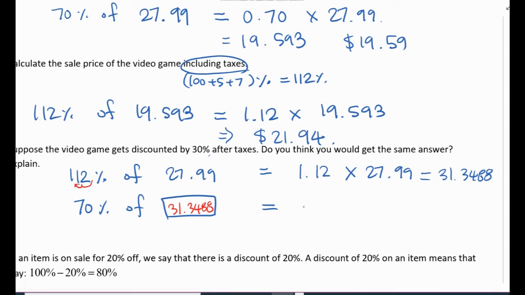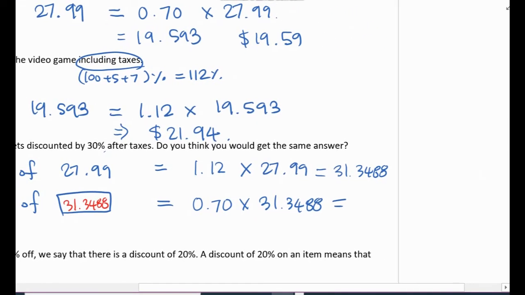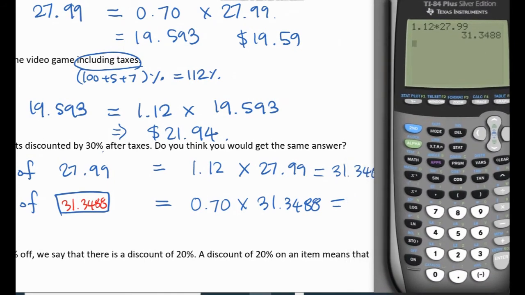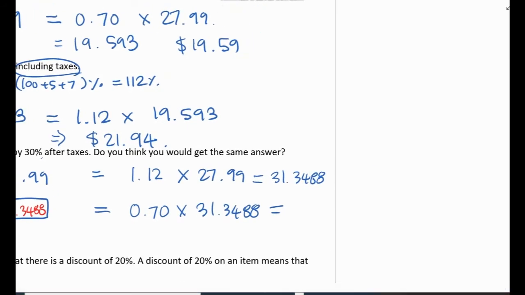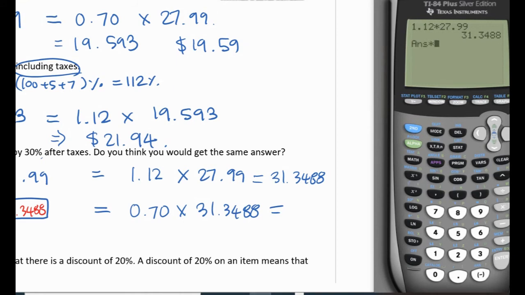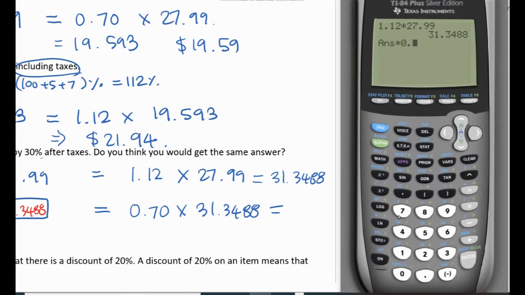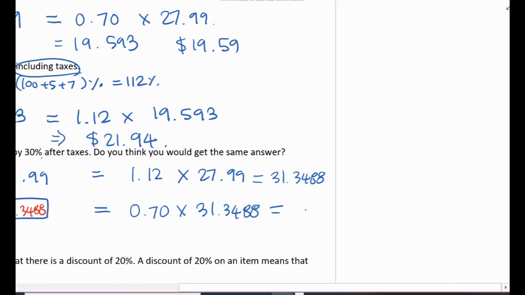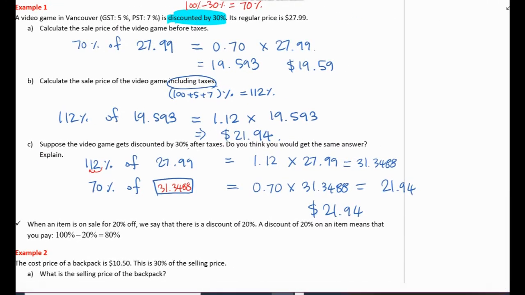Okay, that is 0.70 times 31.3488. Let's calculate it. Times it by 0.7. And that is 21.94416. If you round it, it's 21.94. So the answer is $21.94. So see, you get the same answer.